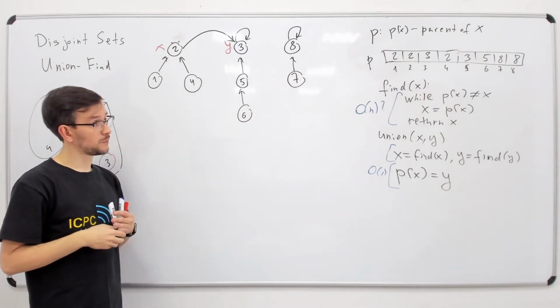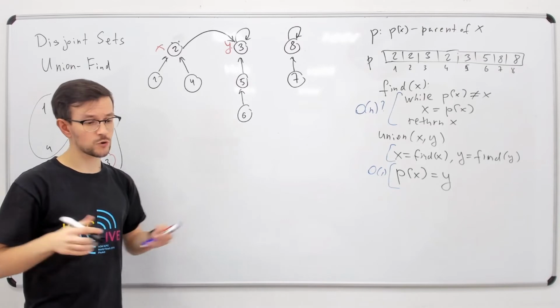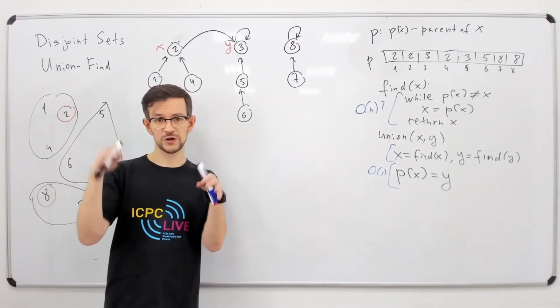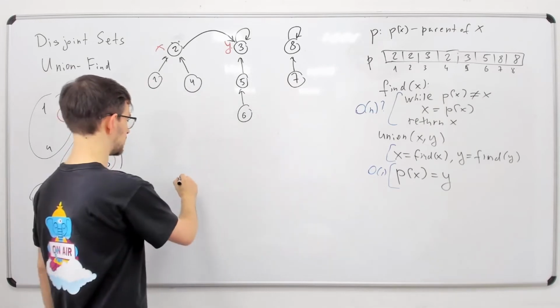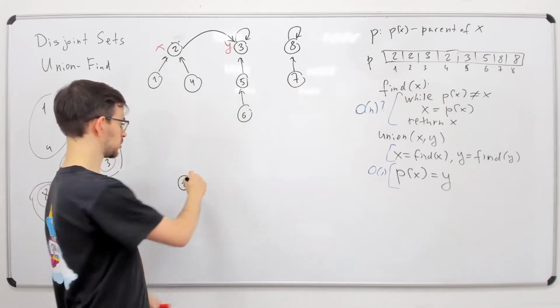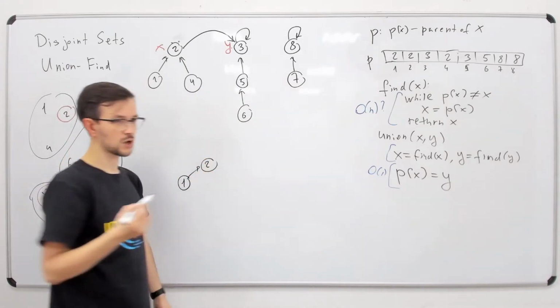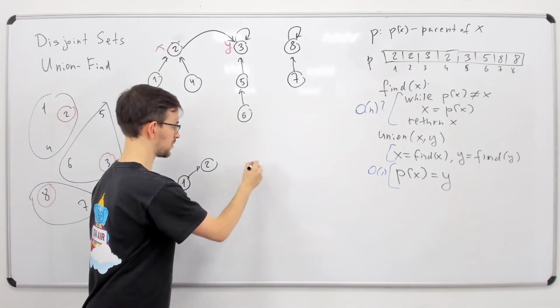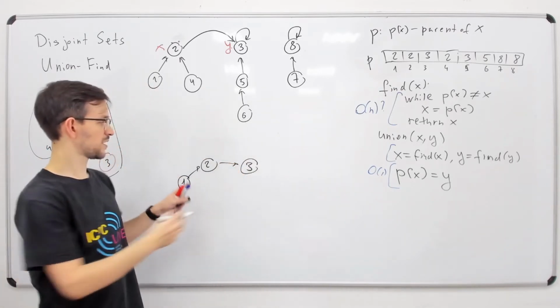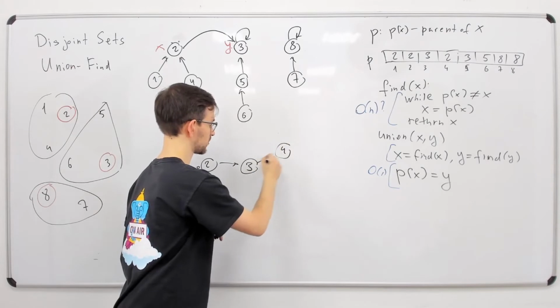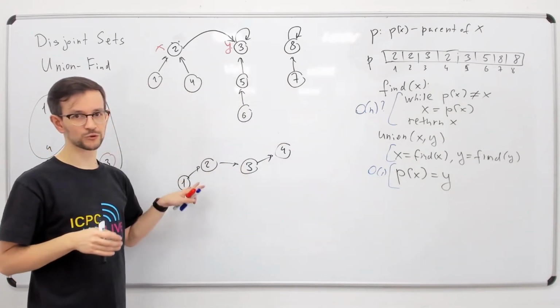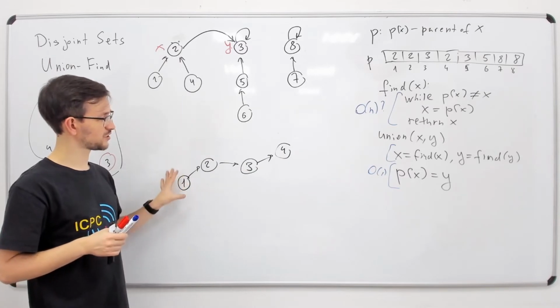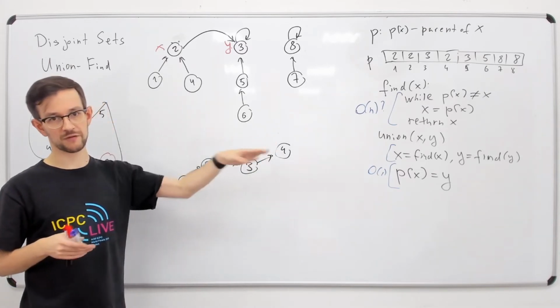No, it actually can be linear. If you merge these two trees in the wrong order, like we did before, so if you start from element 1 and merge it to element 2, then merge this tree with element 3, and then merge this tree with element 4, you will have this bamboo tree. So this tree becomes one big path.